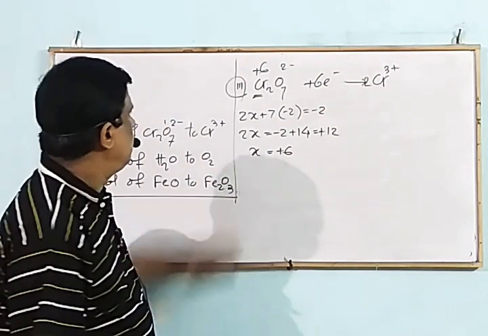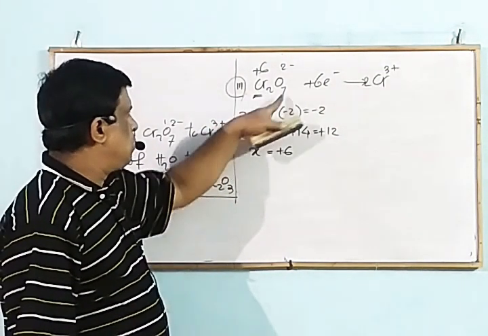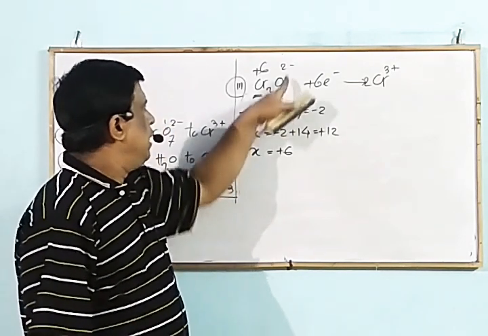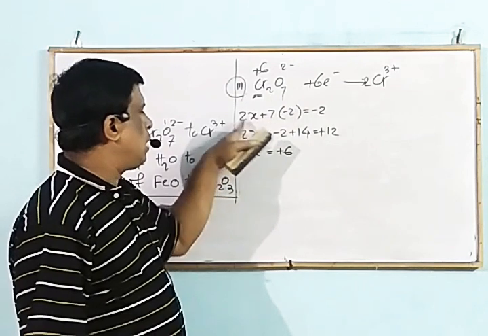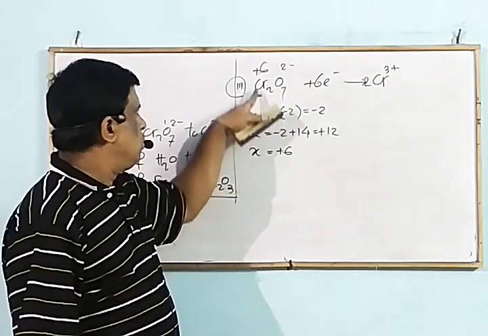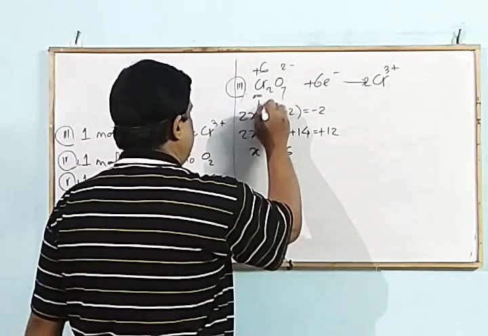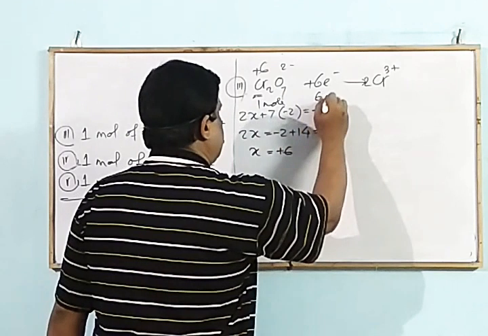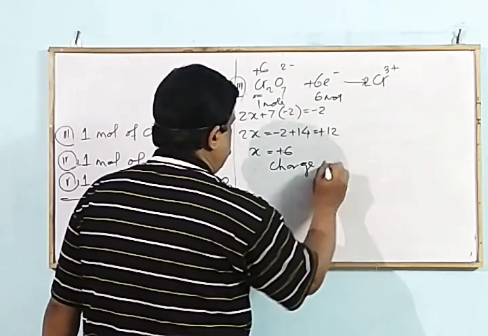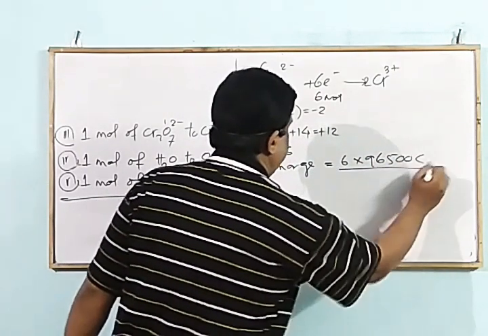Let it be x. So 2 chromium, 2x plus 7 into oxygen oxidation number -2, equal to -2 as it is an ion. So the total sum of the oxidation numbers is equal to its charge. Solving, x is +6. 2 chromium gives +12. That means it is 1 mole, 6 moles. So therefore, charge is equal to 6 into 96500 coulomb.